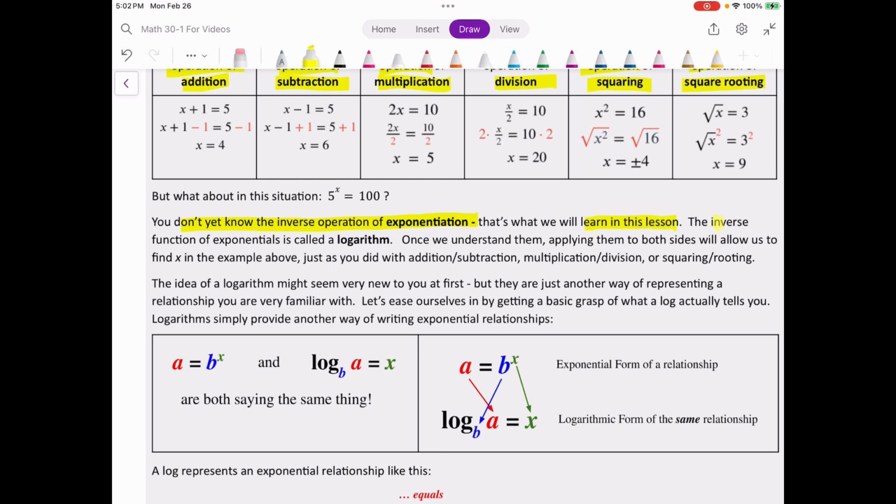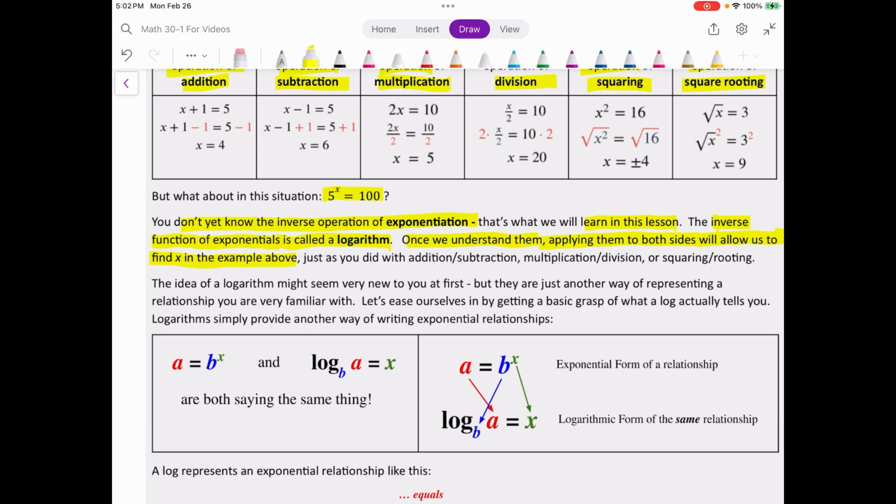The inverse function of an exponential function is what we call a logarithm. So by using logarithms, once we understand them, applying them to both sides is going to allow us to find x in this example. We're not quite going to get there today. I mean, we kind of will, but we'll mostly start solving these equations using logarithms tomorrow. Today's mostly about exploring what logarithms are really saying, okay? But that's kind of the goal here.